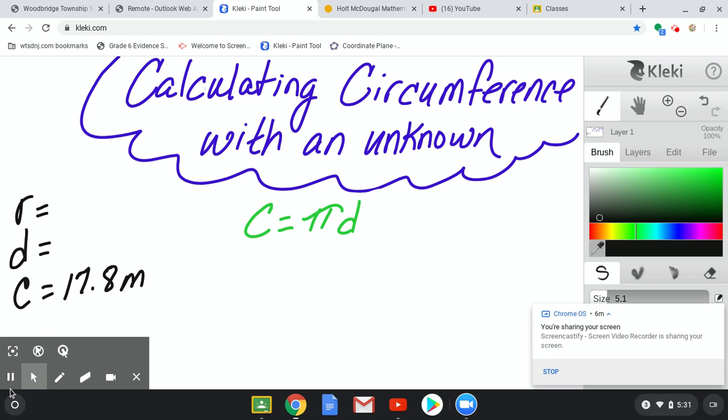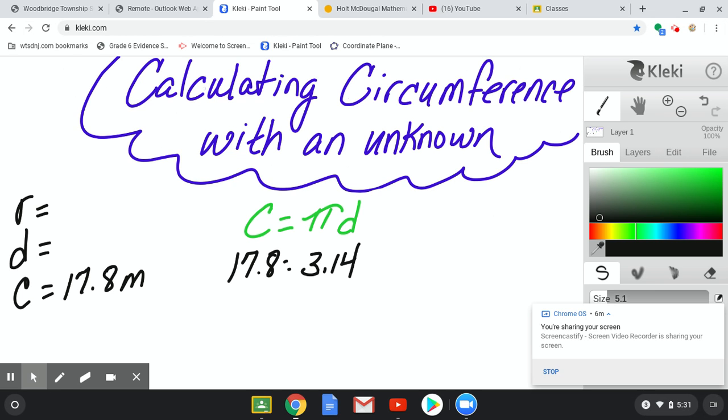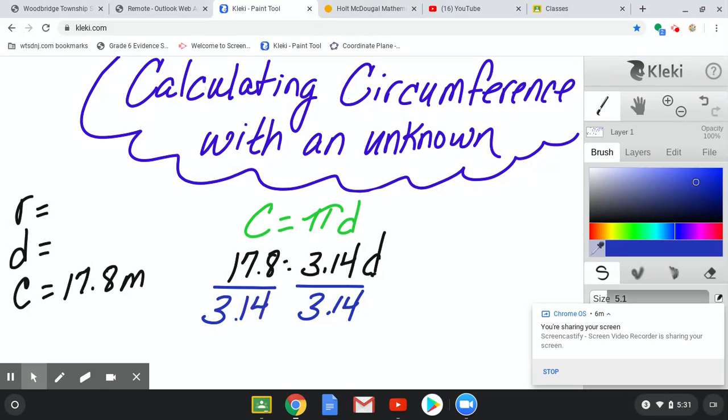So if I do that here, my circumference is 17.8. I know that pi is 3.14, and my diameter is an unknown. I'm looking to solve for that, right? So in order to get my diameter by itself, I'm going to divide both sides by 3.14. These 3.14s will cancel.